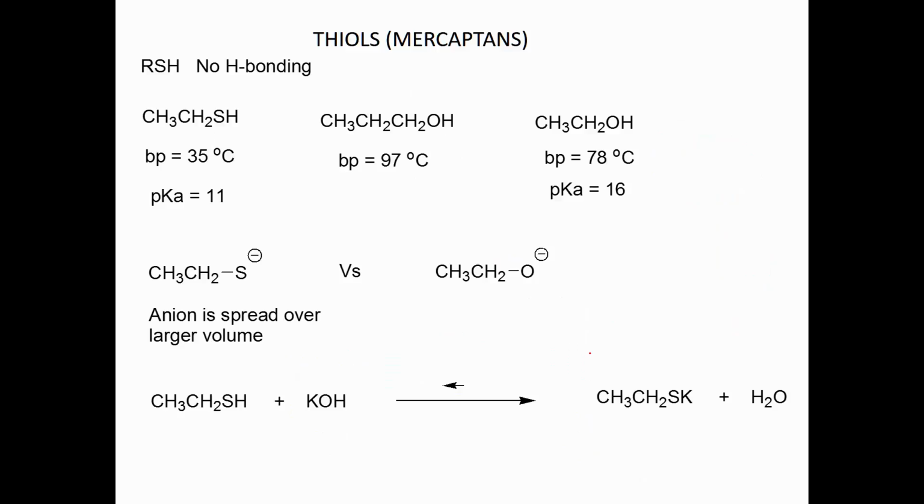Let's look briefly at the chemistry of sulfur analogs of alcohols. These are thiols. There are a few differences between ROH and RSH. One is that this group is not associated with hydrogen bonding.